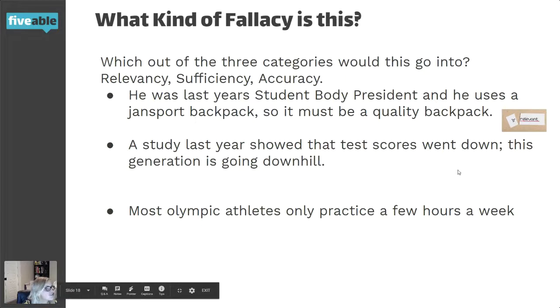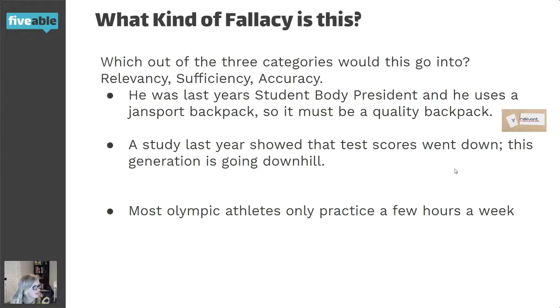A student last year showed that test scores went down. This generation is going downhill. So is that relevancy, sufficiency, or accuracy? And extra points if you can guess what kind of argument. And I'll wait just a few seconds.